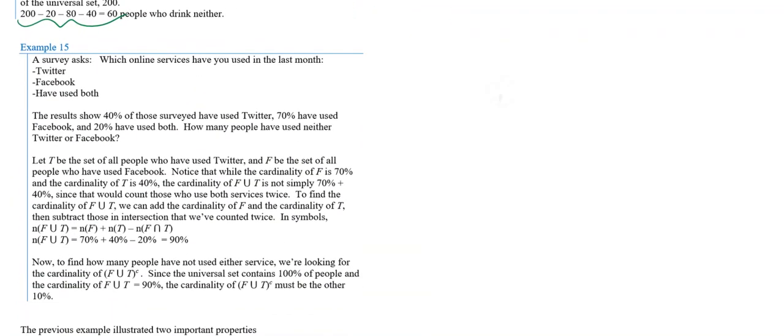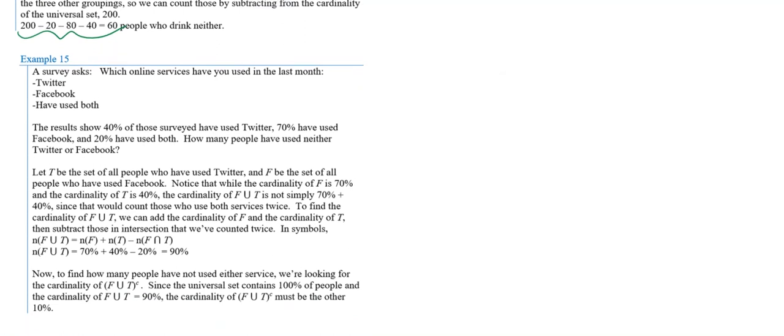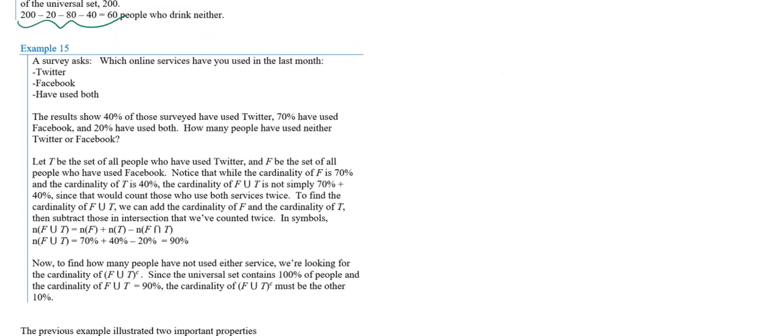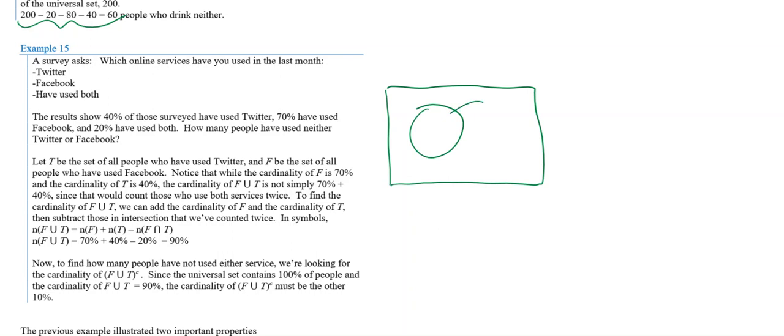All right, next one. This one says a survey asked which online services have you used in the last month? It could be Twitter, Facebook, or have you used both? So what we want to do on any of these to get our bearings is draw our picture. We're going to make a square and two circles to make a Venn diagram. I'm going to put T for Twitter and F for Facebook to label my circles.